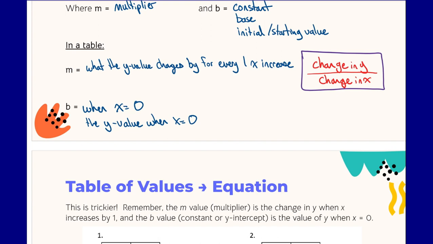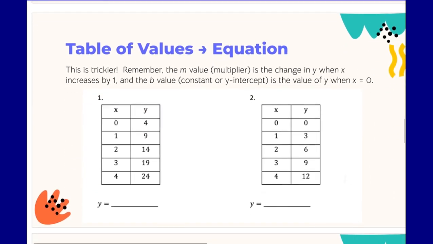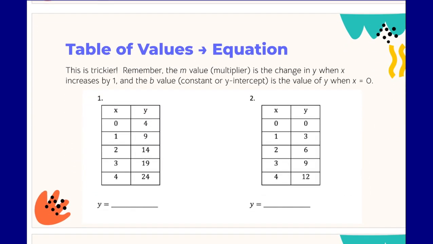So now we're going to go from the table and work our way back to the equation. So we need to kind of reverse this. We're basically going to be reversing what we've done. So we're looking for those key concepts, right? We're looking for the multiplier, or the m value, which is the change in y when x increases by 1, or what the y value increases by or changes by. And we're looking for the b value, which is the constant or the y-intercept. It's the value of y when x equals 0.